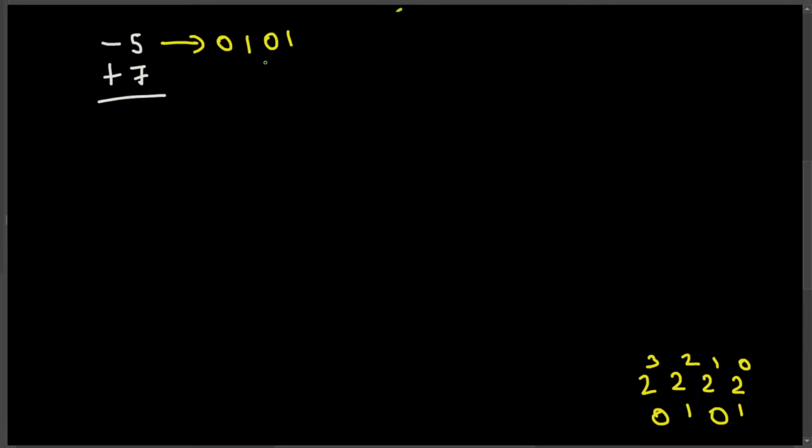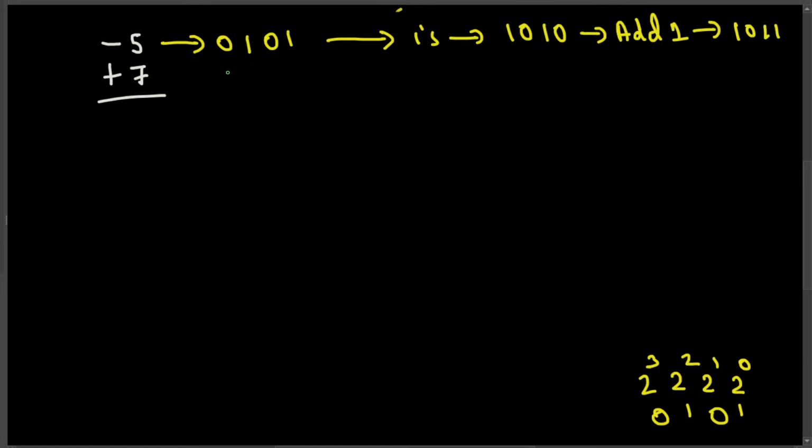Now the second thing you have to do is convert this one into 1's complement. To find the 1's complement, you flip the numbers, zeros with ones and ones with zeros. So this is going to become 1 0 1 0, and then you add 1 to this, and that's going to give you the 2's complement. So 1 0 1 0 plus 1 gives you 1 0 1 1. So we found the 2's complement of 5, that is 1 0 1 1. That actually represents -5.